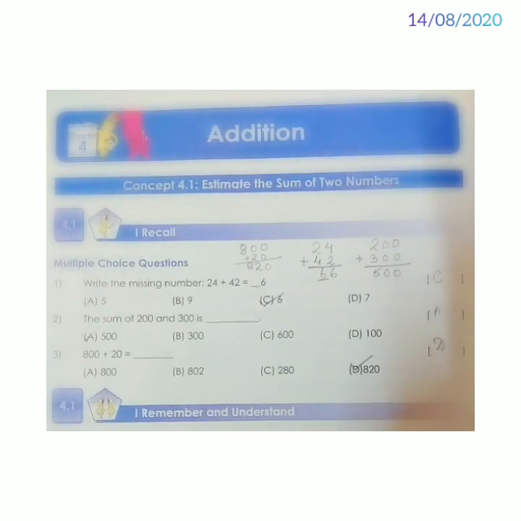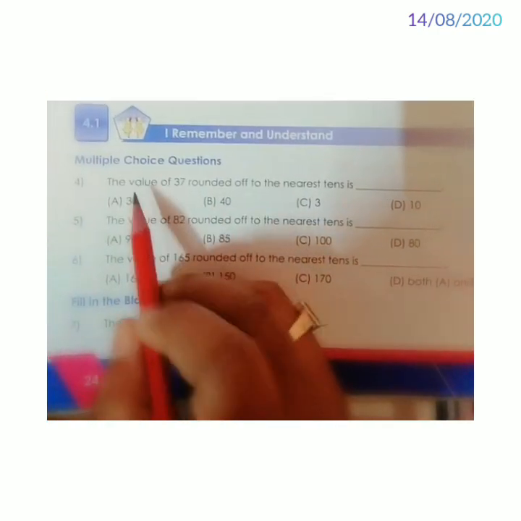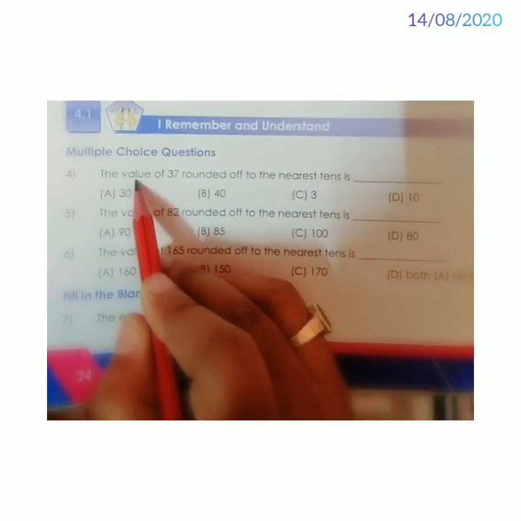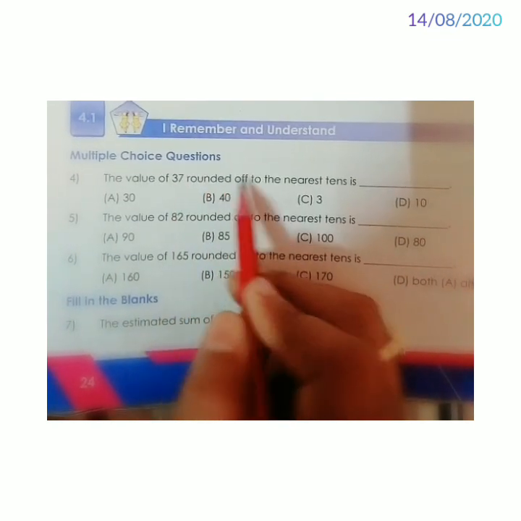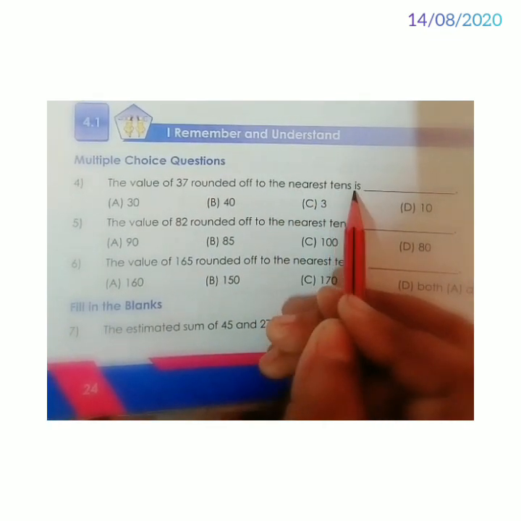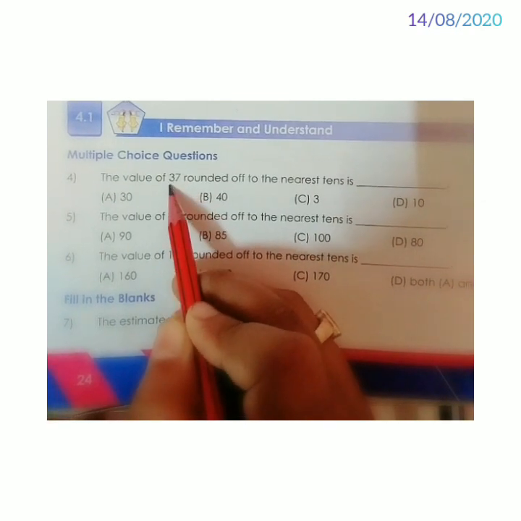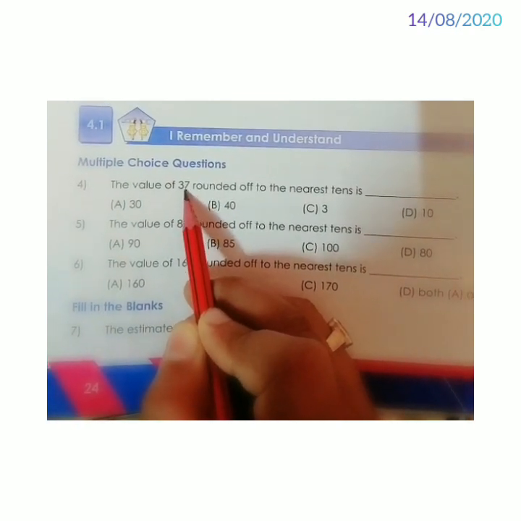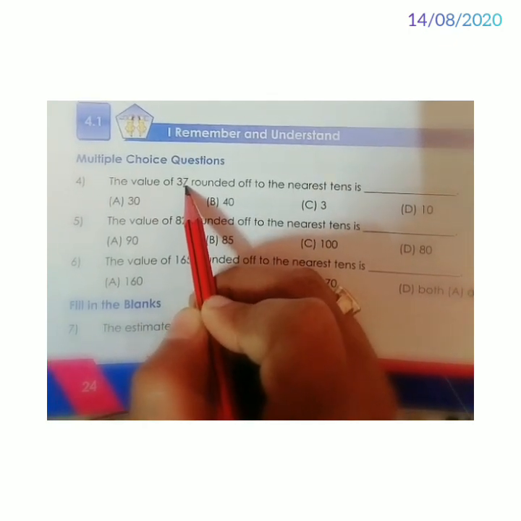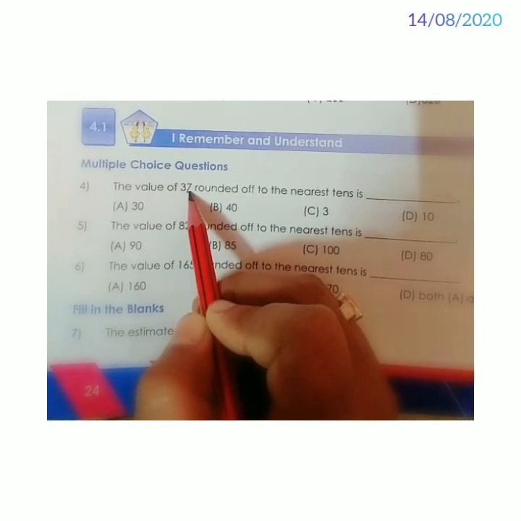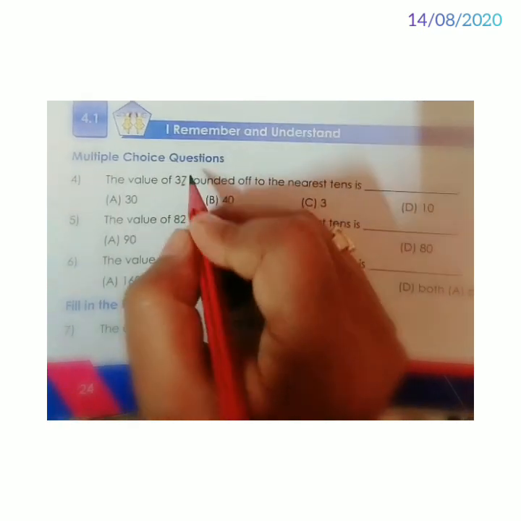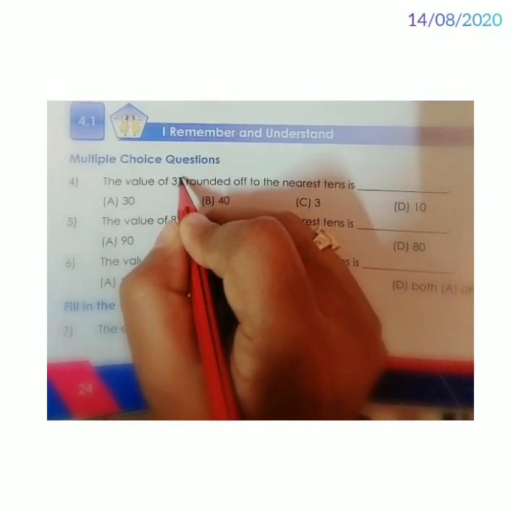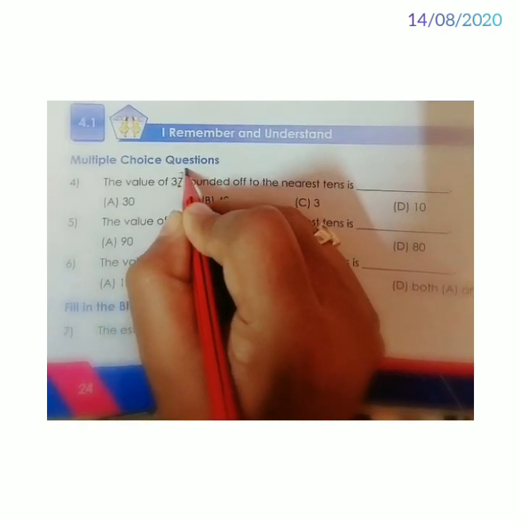Okay. The next question, number 4. The value of 37 rounded off to the nearest 10 is dash. Now, in order to round off, you have to look at the digit 7. Is 7 less than or greater than 5, dear children? It is greater than 5, isn't it? 7 is greater than 5.